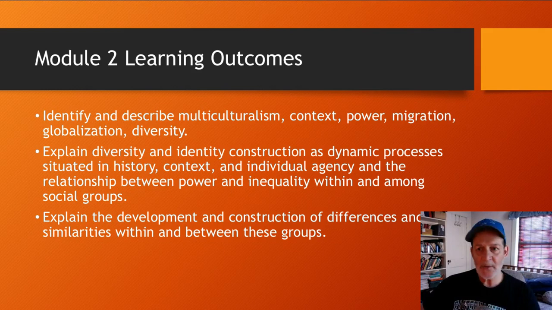By the end of this module, you should be able to demonstrate the following outcomes. Identify and describe multiculturalism, context, power, migration, globalization, and diversity. Explain diversity and identity construction as a dynamic process situated in history, context, and individual agency, and the relationship between power and inequality within and among social groups. And explain the development and construction of differences and similarities within and between these groups.